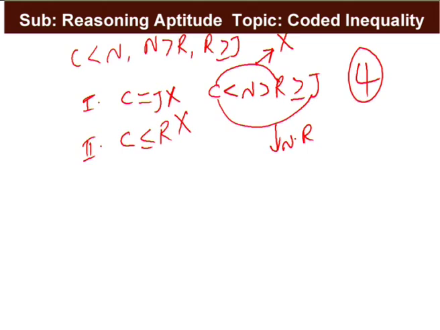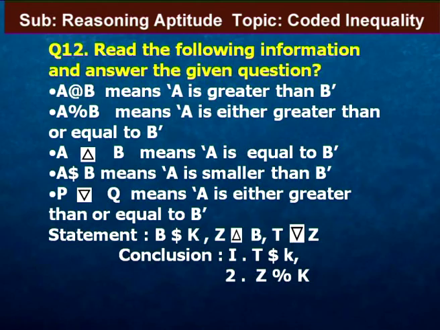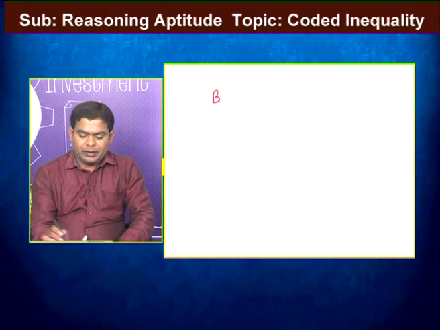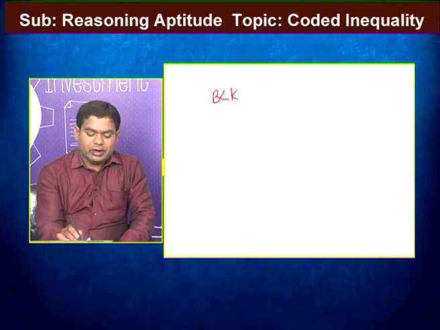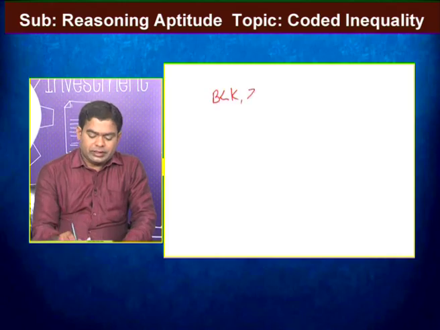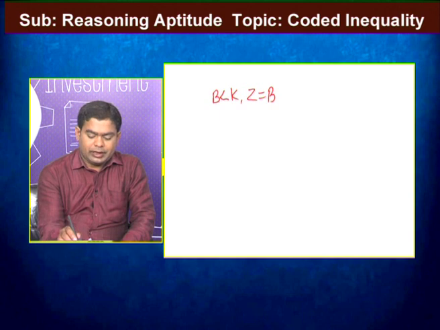Next we go to the next question: B dollar k, z delta b, t nabla z, t dollar k, z percentage k. We apply the given inequalities for the given question. So, the explanation. B dollar k: according to our question, dollar is denoted less than. That means B less than k.